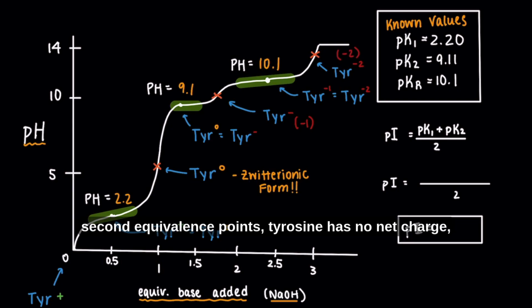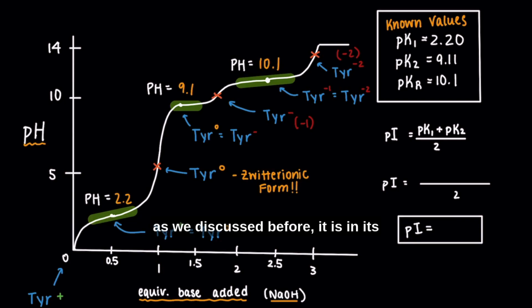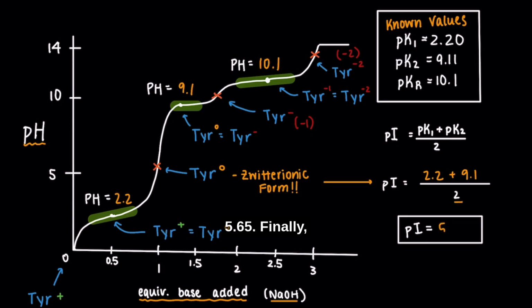Between the first and second equivalence points, tyrosine has no net charge, as we discussed before. It is in its zwitterionic state. This is also the isoelectric point, or pI, calculated as the average of the pKa values of the carboxyl and amino groups. To calculate this, you would add 2.2 plus 9.1 and divide that quantity by 2 to obtain a pI value of 5.65.